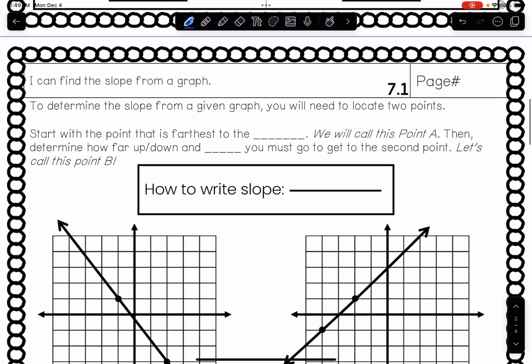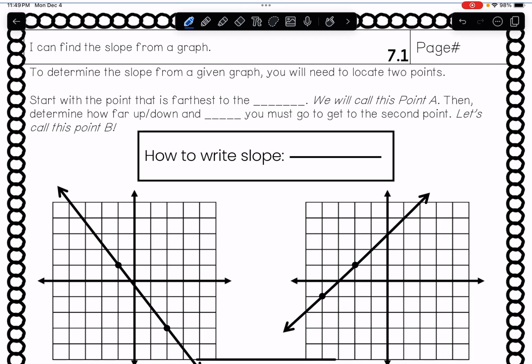So go ahead and flip your paper over, and we also want to today be able to find the slope of a line from a graph. To determine the slope of a line given a graph, we will need to locate 2 points on that line. We're going to start with the point that is furthest to the left. We always want to start with that left point because that's going to help us determine whether our slope will be positive or negative from the move we make from there. We're going to call this point A. Then determine how far up or down and to the right we must go to get to our second point. And we're going to call this second point point B.